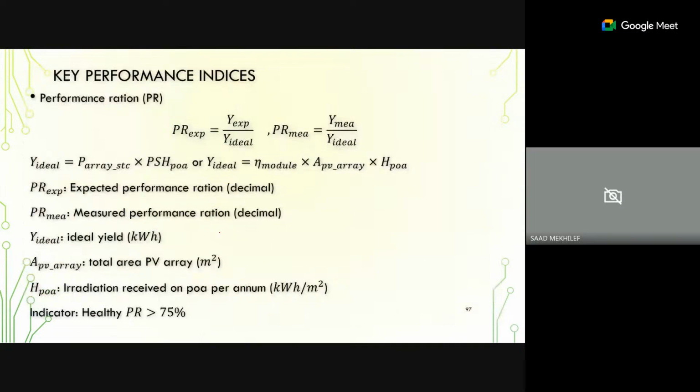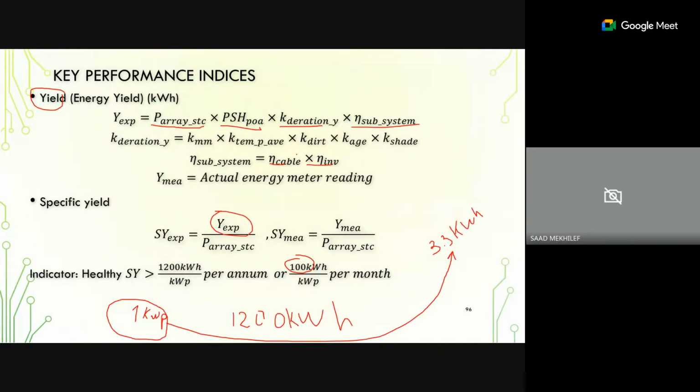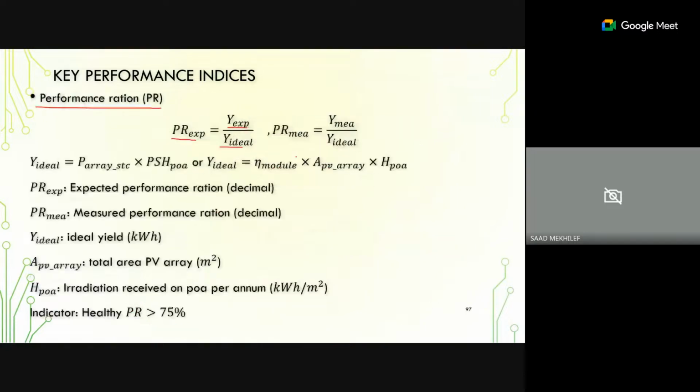The performance ratio. There is another indicator we call the performance ratio. The performance ratio can also be expected. It is the expected yield over the ideal yield. Or we can also calculate it from the actual energy meter reading.